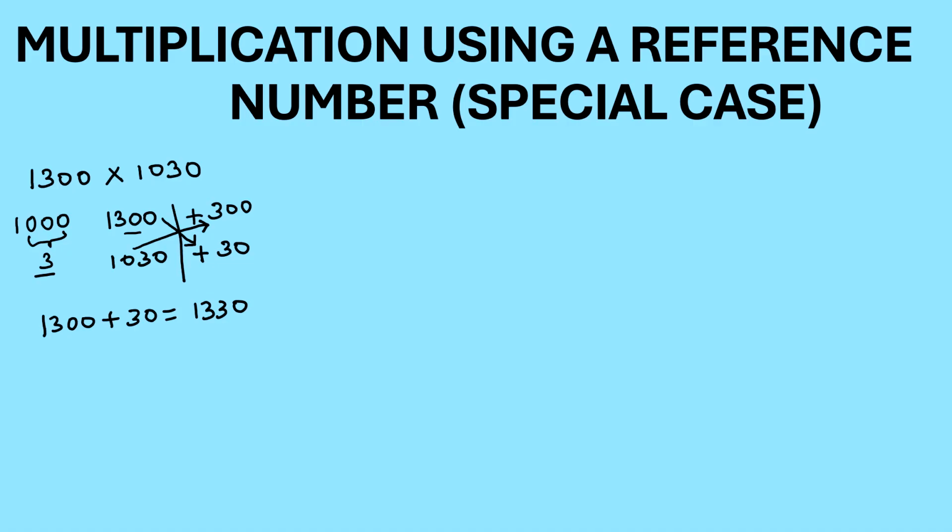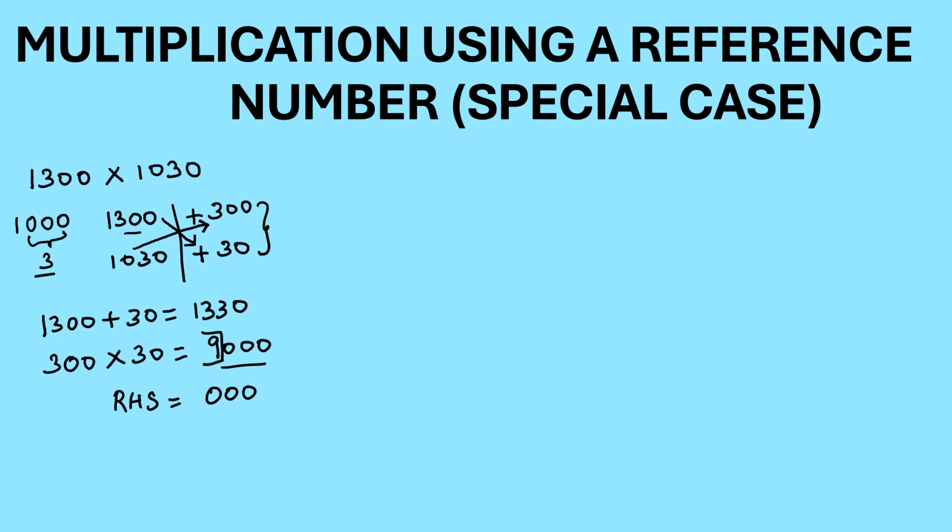To calculate the RHS, we multiply these two numbers. 300 times 30 gives us 9000. We notice that our RHS consists of 4 digits, whereas the reference number that we have used contains only 3 zeros. So our RHS contains one additional digit. The next step is to remove this additional digit. To do so, we remove the leftmost digit from our RHS and we add it to our LHS. When we remove the leftmost digit, our RHS becomes 000.